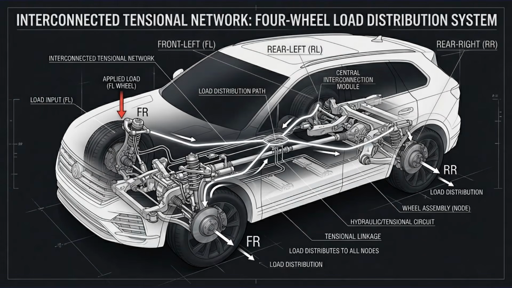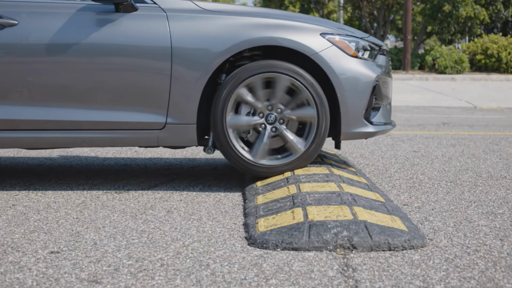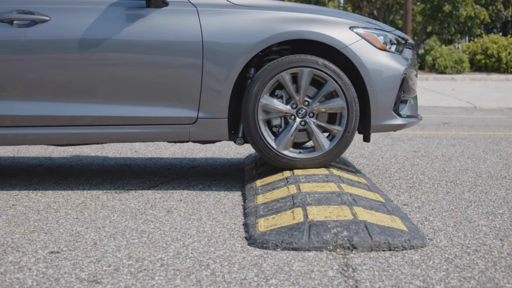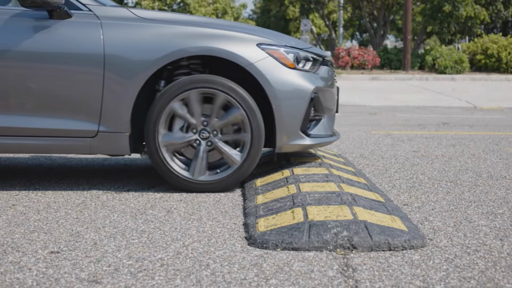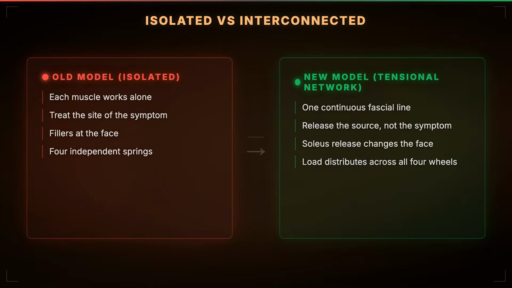When automotive engineers developed interconnected suspension systems in the mid-20th century, they discovered that connecting the wheels through a shared tensional network dramatically changed how load was distributed. A bump at one wheel was distributed across all 4. The vehicle moved as a unit rather than as 4 independent corners. Your body's fascial system operates on the interconnected model.